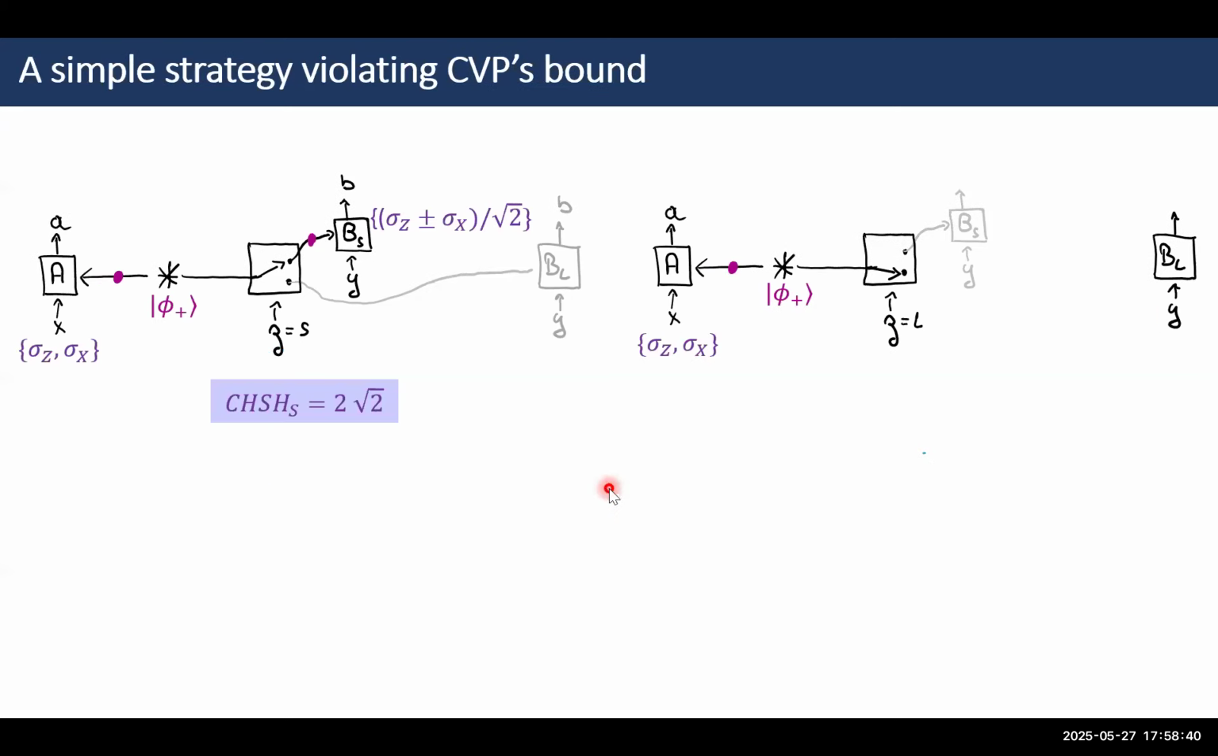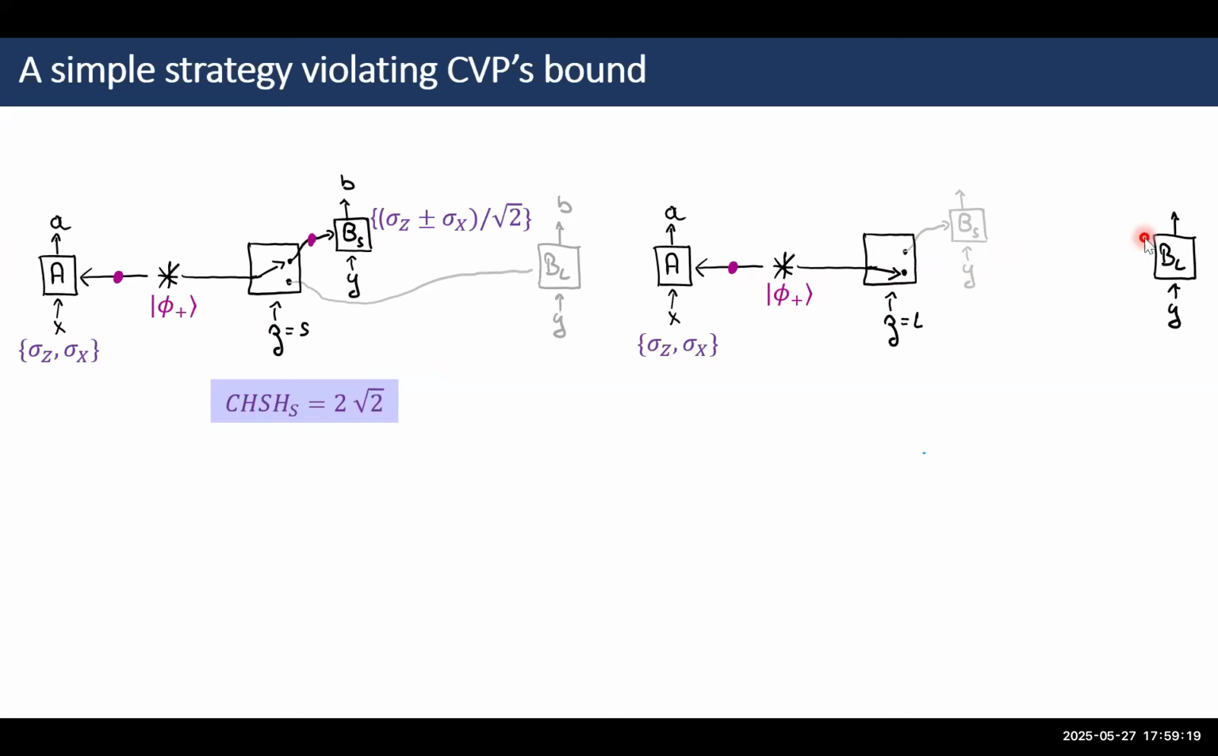So the strategy is the following. We assume the source sends a phi plus state, that Alice does sigma z or sigma x measurements, and that the short path Bob does sigma z plus sigma x or sigma z minus sigma x measurements. This is the ideal strategy that gives you a value of 2 square root of 2. So what about the long path? Of course, what the source does, or what Alice does, cannot depend on what happened on Bob's side.